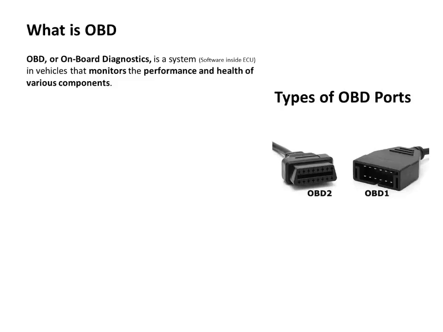Now let's understand what OBD is. OBD is basically software inside the CPU that monitors the various components' health and performance and stores their data inside its CPU. There are many types of OBD ports inside a vehicle. This is the older version, which is called OBD1, and this is the newer version, called OBD2.